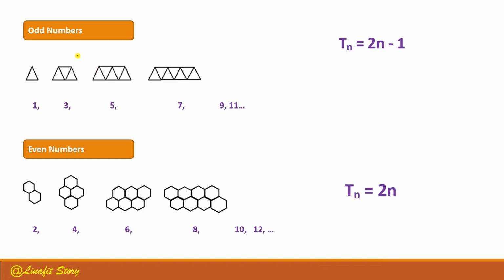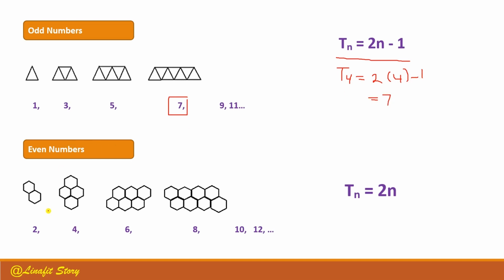Here we have odd numbers 1, 3, 5, 7, 9, 11, and so on. So the general term for the odd numbers is Tn is equal to 2n minus 1. Let's check. The first term is 1, the second term is 3, the third term is 5, the fourth term is 7. We will find the fourth term. T4 is equal to 2 times 4 minus 1. 8 minus 1 is equal to 7.